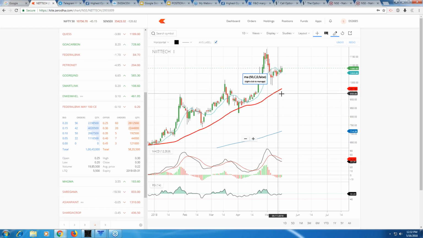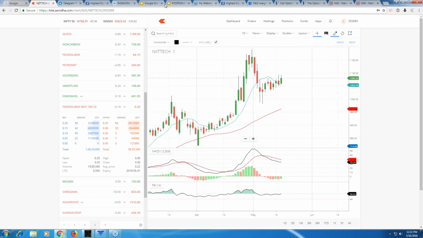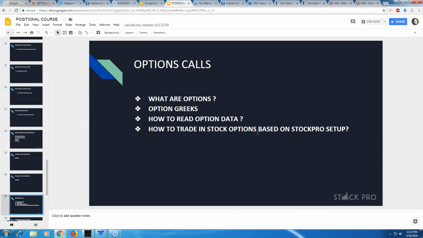So this is about the option data, how to read option data, and then how you trade in the setup. So I'm telling you, you always have to trade in the stock setup by considering the support and the resistance, right? Or trade from the top and trade from the bottom. Now I'm going to show you a member's research.